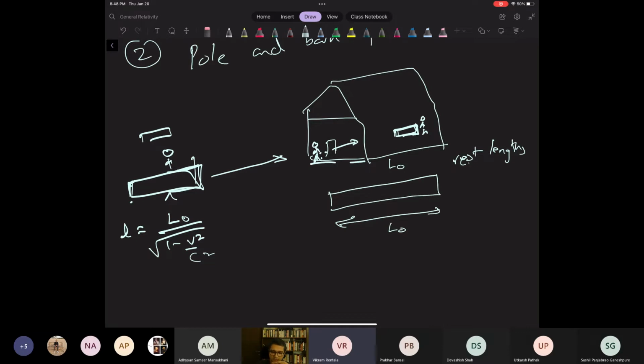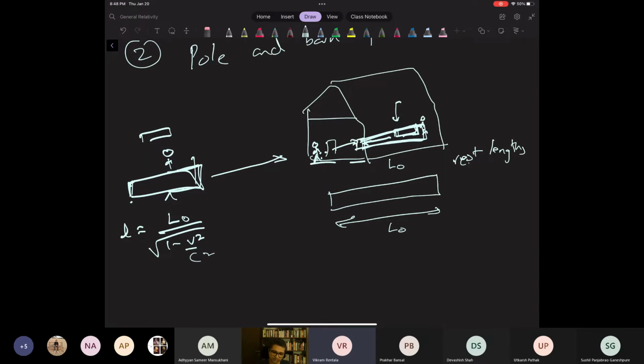Then the question is, what happens to the rod? Does it expand and become longer? Because now it's come to rest, so it must have the same length as the barn. This looks sort of weird, that the back end of the rod should expand back to the back of the barn.